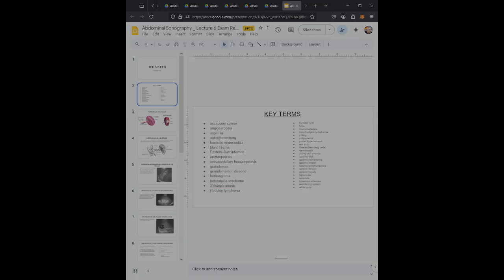Tuberous sclerosis is a systemic disorder that leads to the development of tumors within various organs. A wandering spleen is a highly mobile spleen, and white pulp is specialized lymphatic tissue within the spleen.